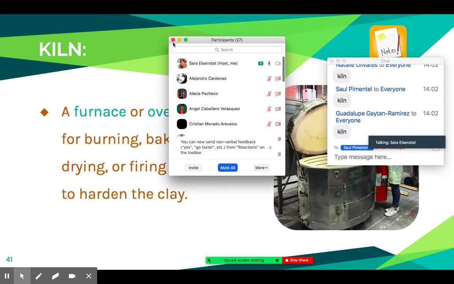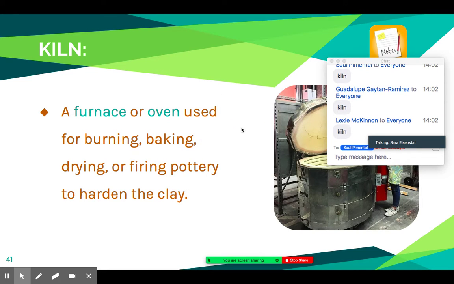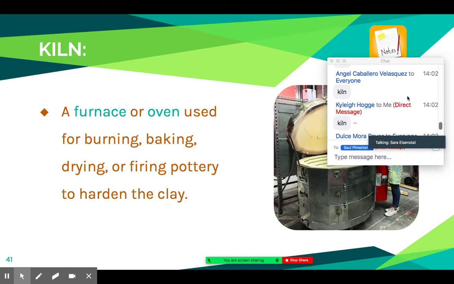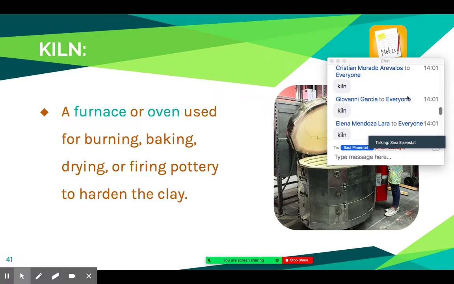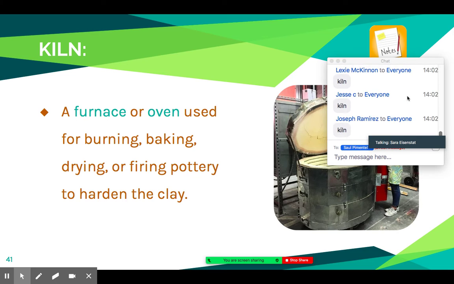Once you have the definition of a kiln, go ahead and type kiln in the chat. Okay, let me give you about 30 more seconds to record that note. I'm waiting to hear from about 9 of you to confirm in the chat.